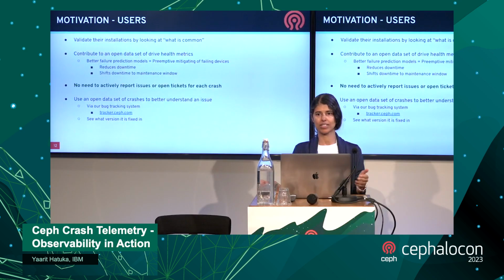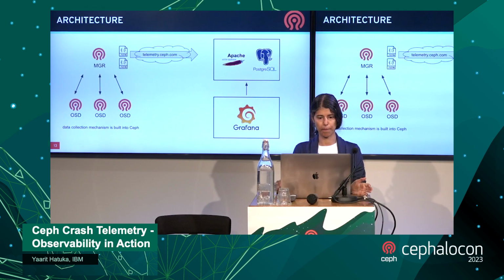So once a crash happened in the cluster, everything is automatic. Everything is being reported to our backend, and we sync it with our bug tracking system. Users can also use the open data set of crashes that we have in our bug tracking system to better understand an issue. So for example, if they recognize an issue in their own cluster, they can search the tracker and see whether there's a fix and what version the fix is in.